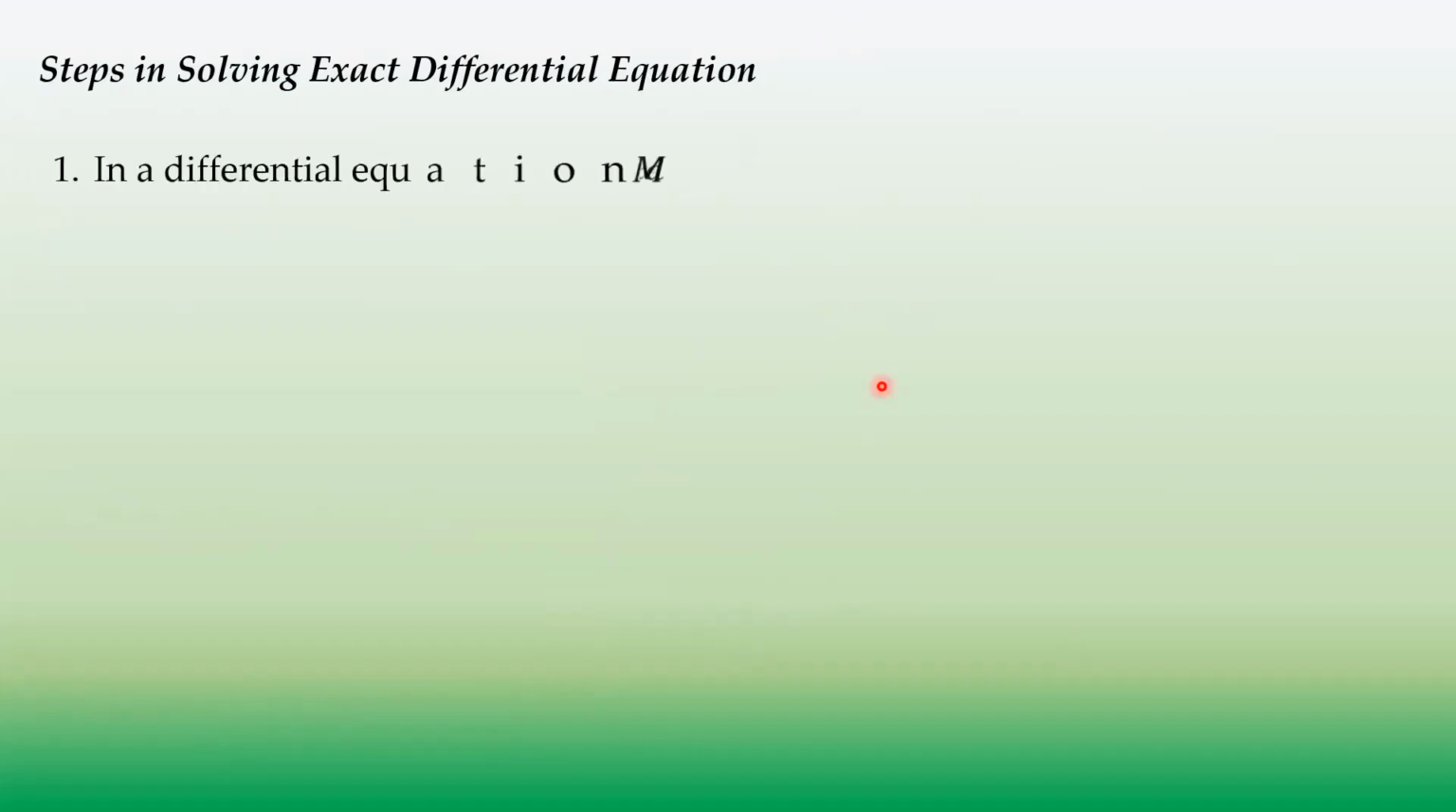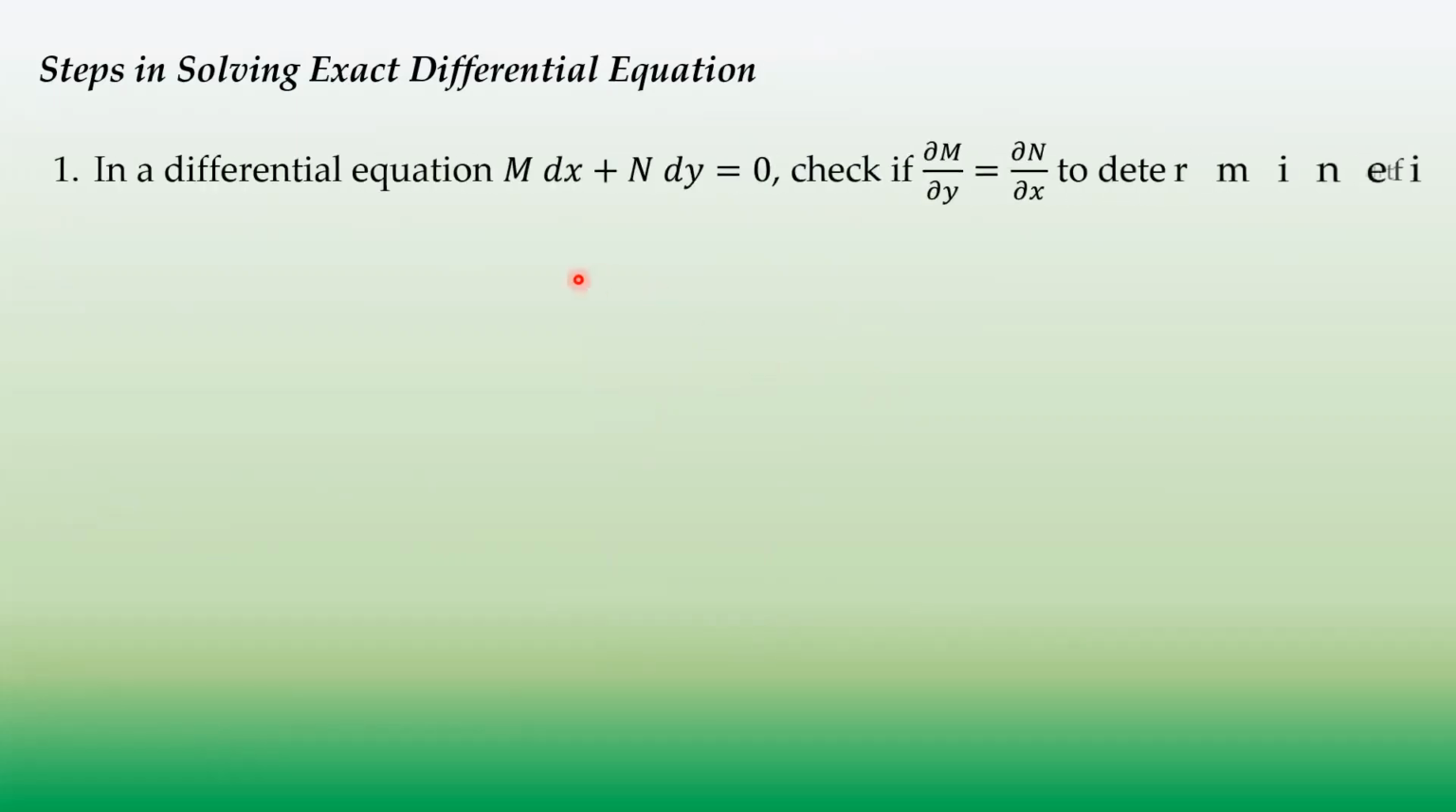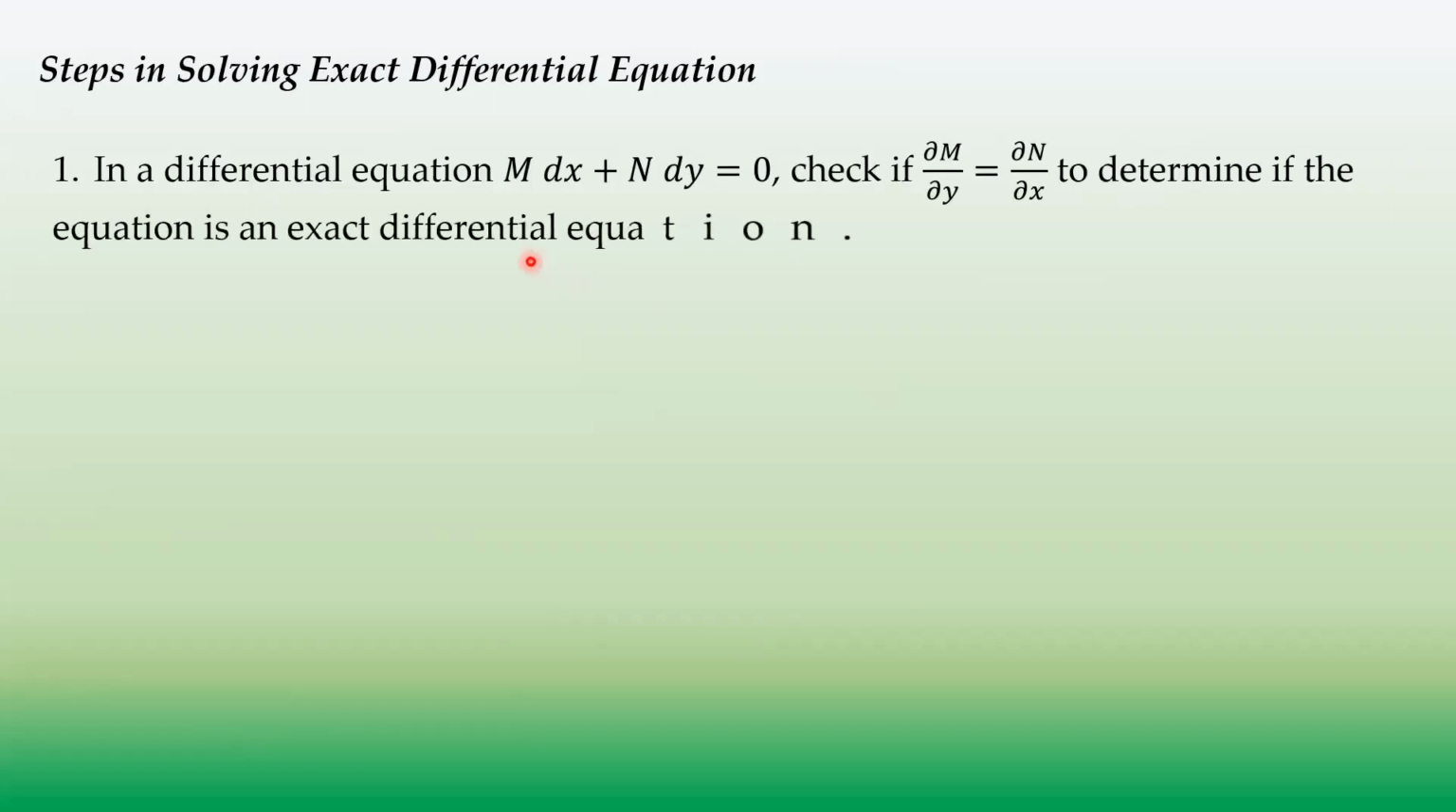Tuloy natin. So we have the following steps in solving the exact differential equation. Okay, step number 1 tayo. Ito muna, kailangan nyo munang alamin kung yan ba ay exact differential equation by finding the partial derivative of M with respect to y and the partial derivative of N with respect to x. So pag nag-equal sila, we have an exact differential equation. It will be our step number 1.